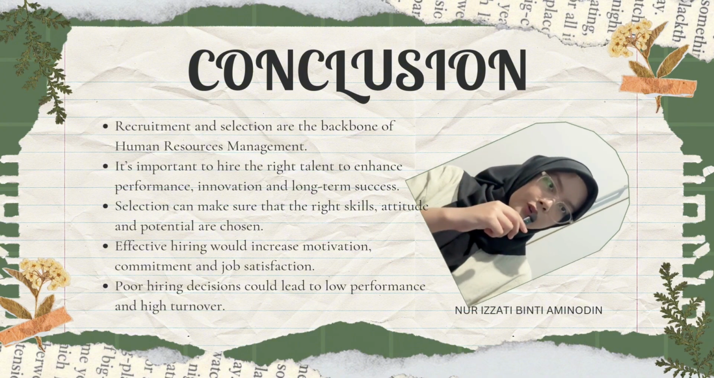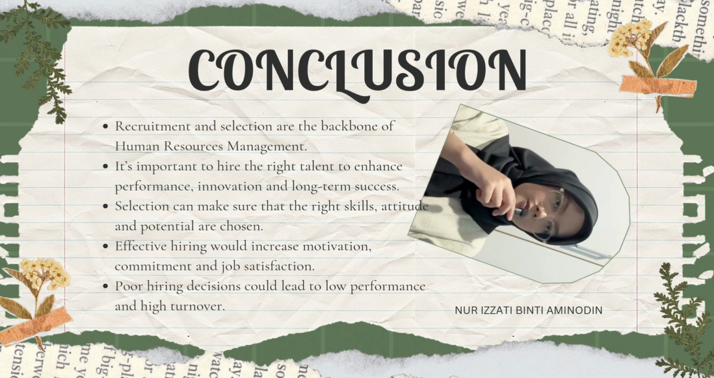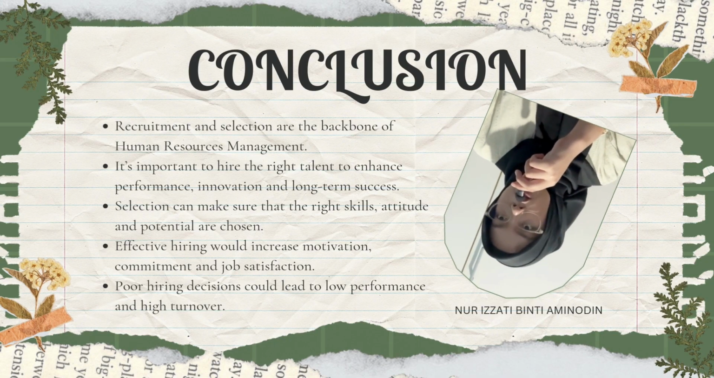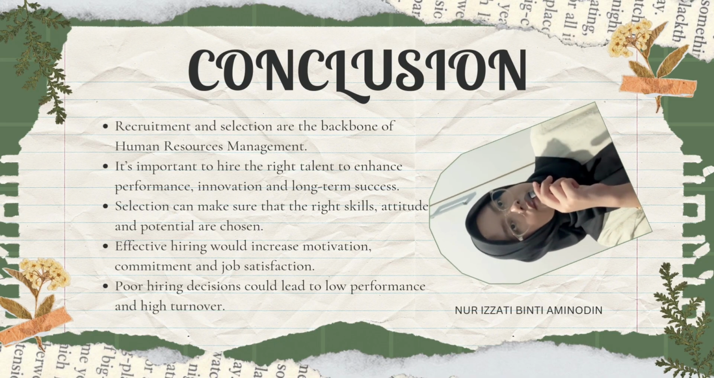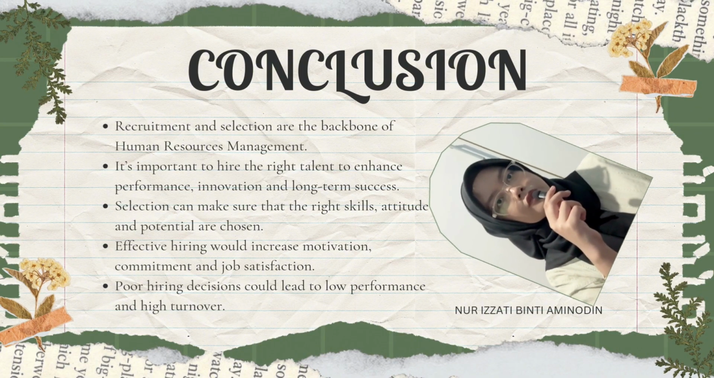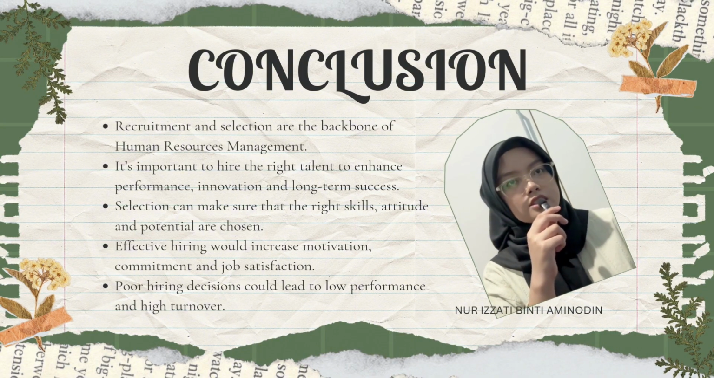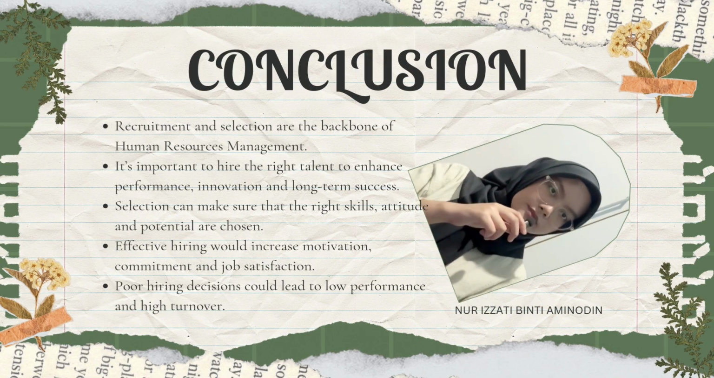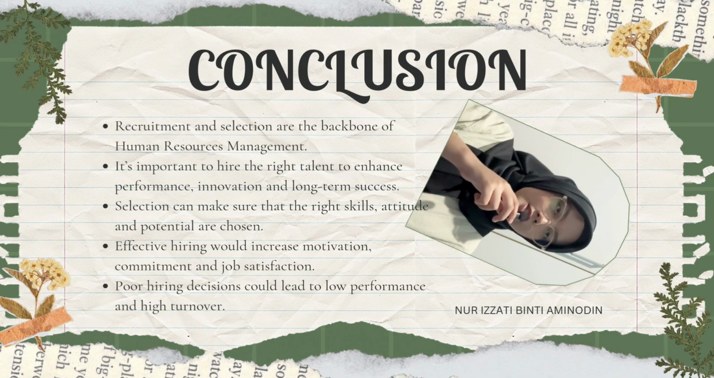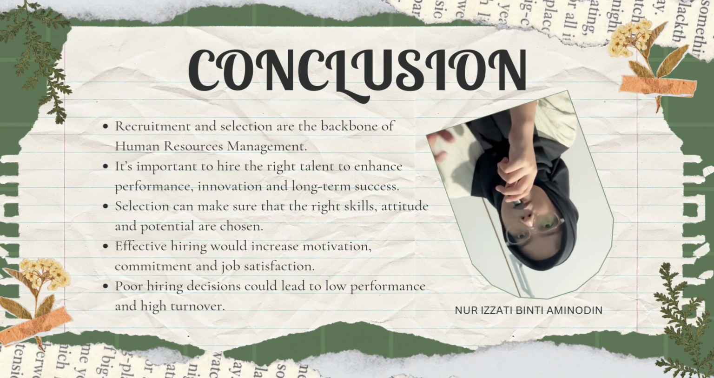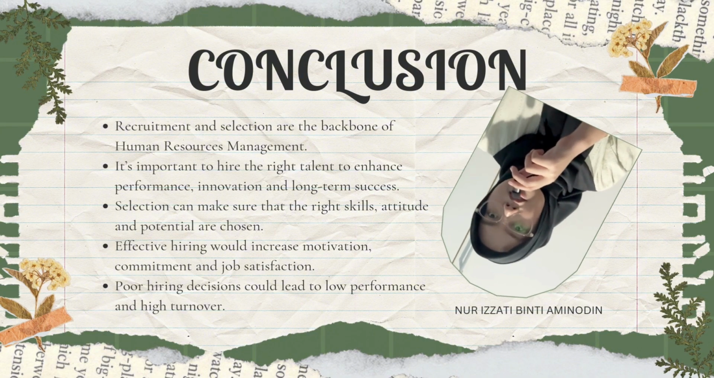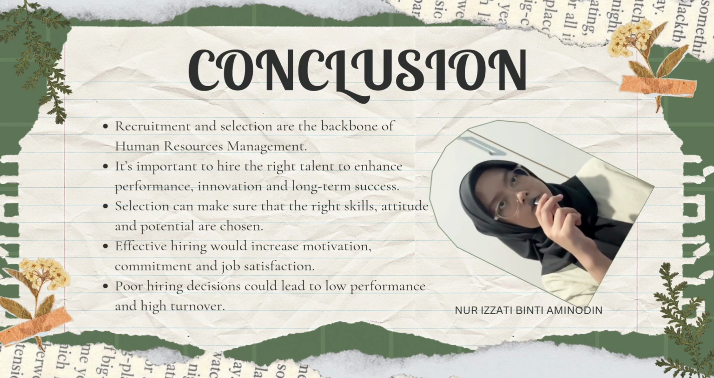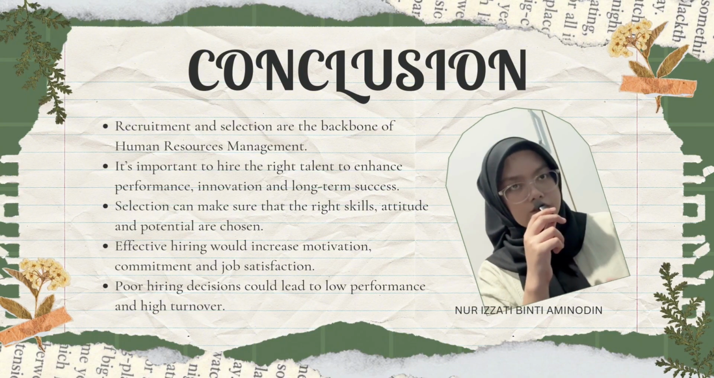In conclusion, recruitment and selection are essential functions in human resource management as they directly influence an organization's performance and long-term success. An effective recruitment process helps attract a wide pool of qualified candidates, while a fair and structured selection process ensures the most suitable individual is chosen without bias. By using multiple recruitment channels, promoting strong employer branding, and applying objective selection criteria, organizations can improve the quality of their hiring decisions. This leads to higher employee performance, better job satisfaction, and lower turnover rates.